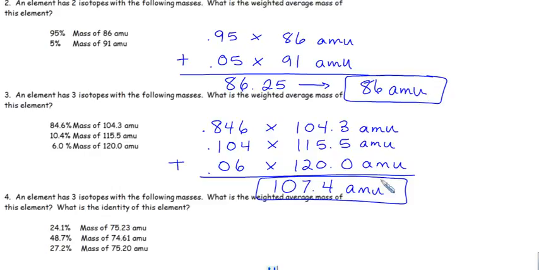And then I can double check and see if this answer is reasonable. So about 85% of the isotopes have a mass of 104. The other approximately 15% are a little bit heavier. So does it make sense that my weighted mass is a little bit greater than 104? Yeah, 107 seems good. That seems reasonable.